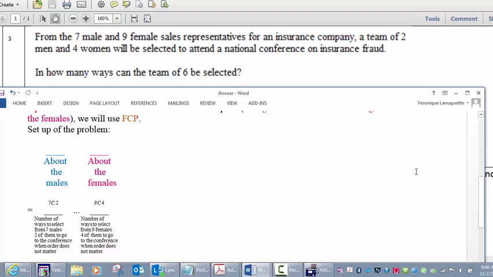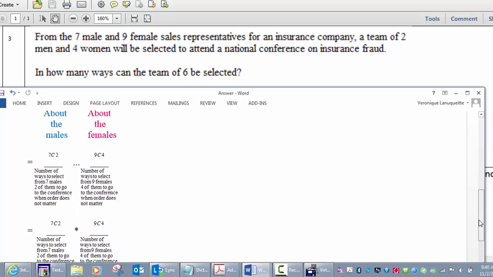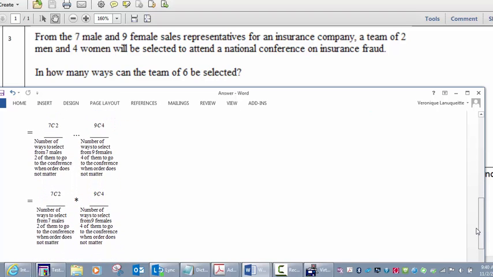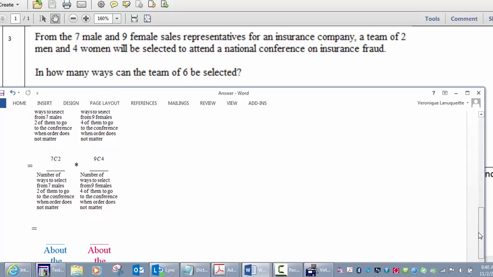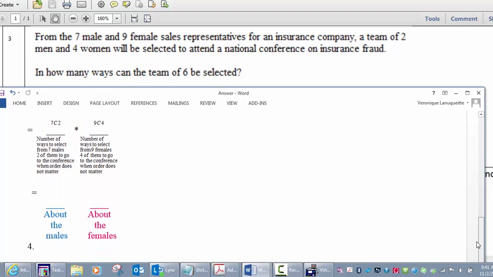So now we get 2 values, one for the combination computation for the males and one for the females, but we need to decide what to do between those 2. We need to use a multiplication symbol right here, just because FCP is going to tie in what we do to the males and what we do for the females. Okay, so that's the whole setup. And let's go ahead and enter what we get using the calculator.